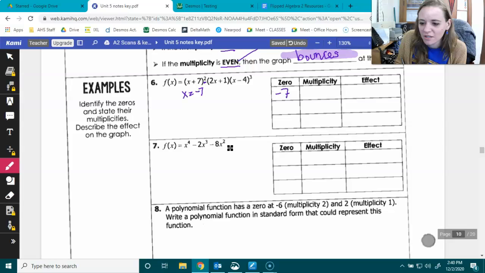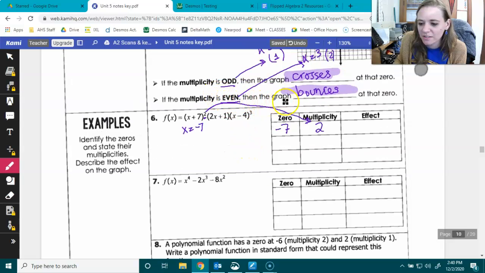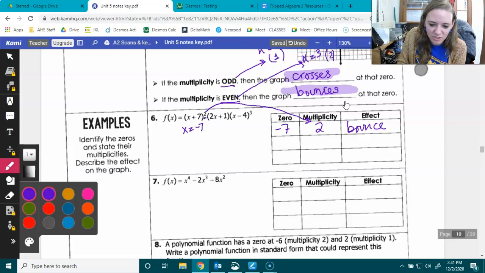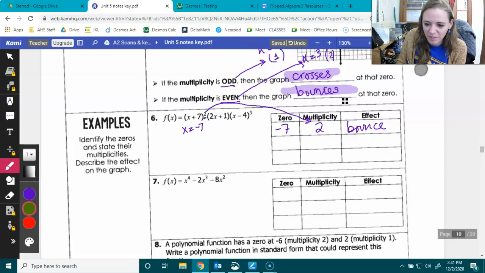So I'll just go ahead and fill it in. So I got negative 7. And then because of the squared, I'm going to put a 2 right here. What's the effect when it's even? Well, we just went over that. When it's even, it's going to bounce at that number. It's not going to cross through it. It's going to bounce. So see, I can tell, again, a lot about my graph without even graphing it. Pretty cool, huh? Alright, let me change color. Maybe make this a little easier.